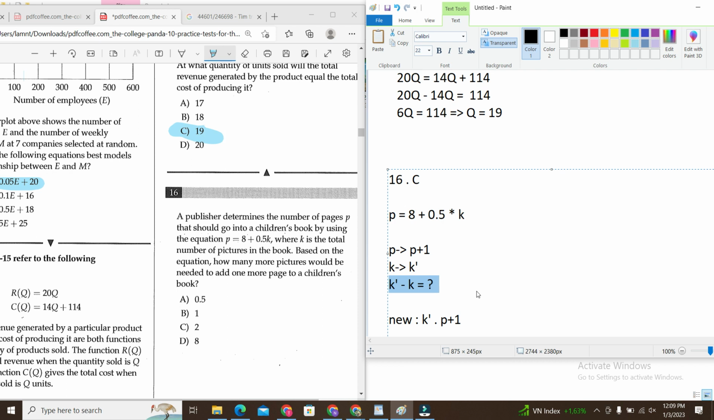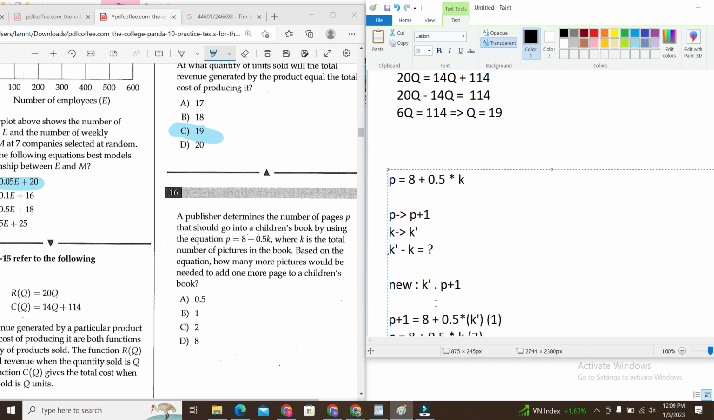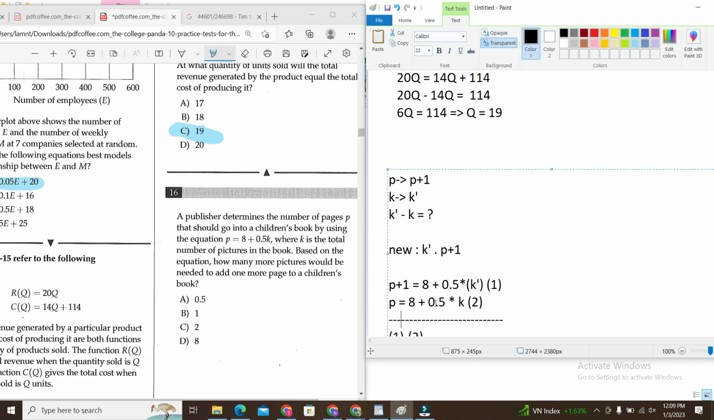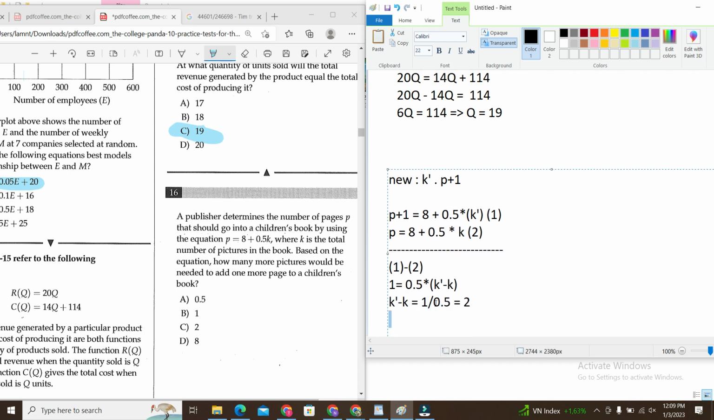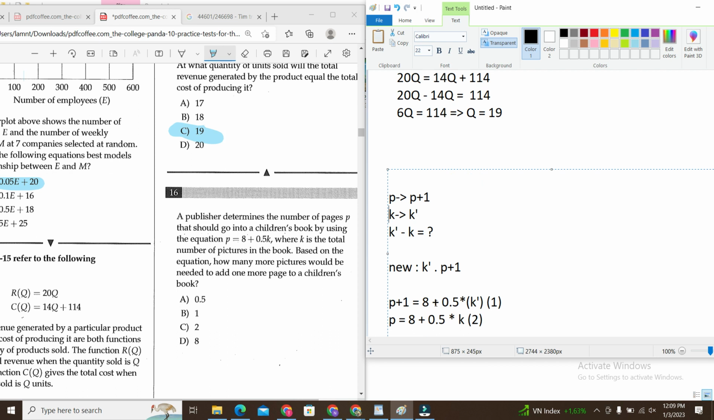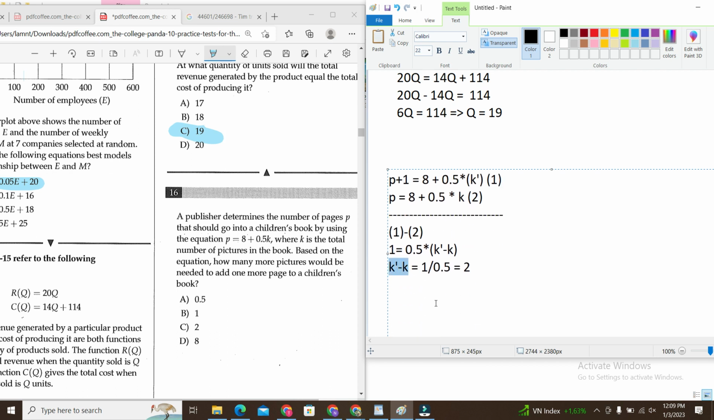So in this case we can set up the equation. K prime corresponds to P plus 1, so we plug in: P plus 1 equals 8 plus 0.5K prime. But we know that P is 8 plus 0.5K, so we subtract the second from the first and get K prime minus K times 0.5 equals 1, which means the difference is actually 2. So the answer is going to be C.